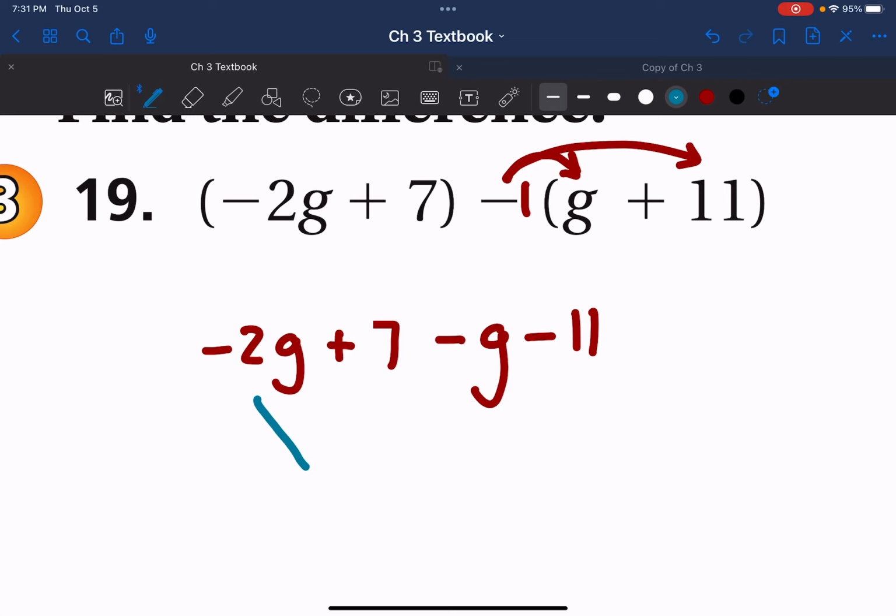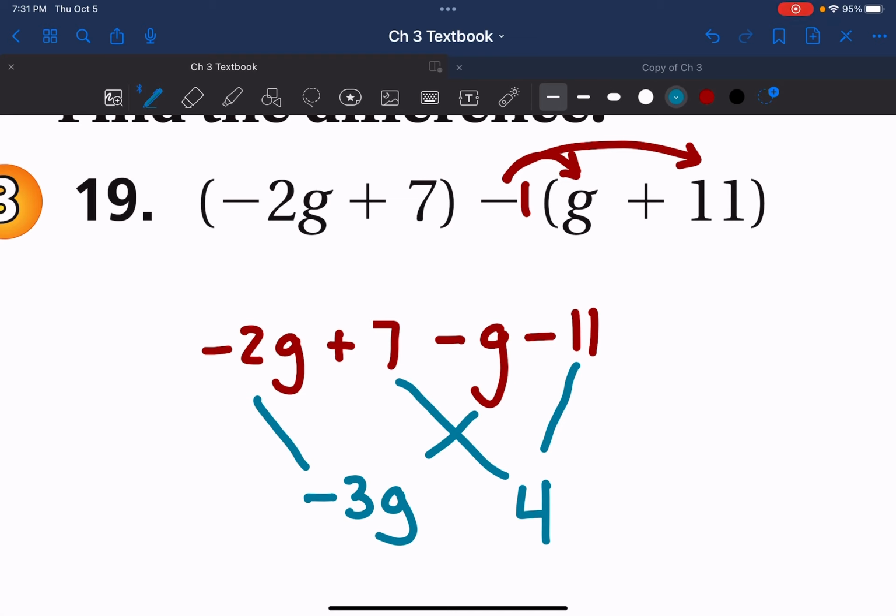We have negative 2g and negative g. Signs are the same, so we just add. That'd be negative 3g. Remember, we keep the sign they both had. Now I've got 7 and negative 11. Signs are different, so we subtract. 7, 8, 9, 10, 11. That makes 4.